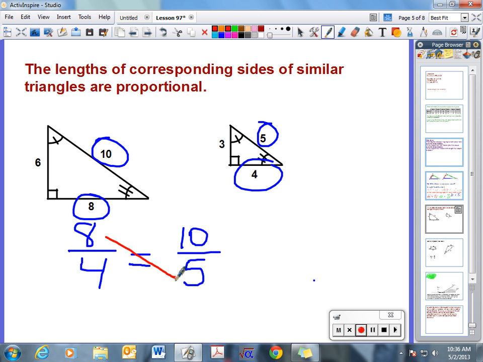Do the cross products equal each other? Well, 8 times 5 is 40, and 4 times 10 is 40. So yes, they do form a proportion. Now let's just try one more scenario here, just to make sure that wasn't a fluke.